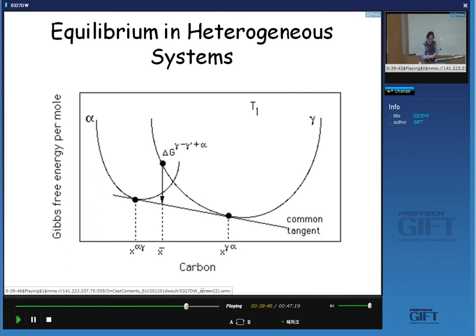So think about the distance from this point to this point. When you accept this point as the minimum free energy of the system, which is a mixture of two phases, then the meaning of this distance will be the driving force at temperature T from one mole of austenite to transform to a mixture of ferrite and austenite, which is the equilibrium state at temperature T1. Okay, that will be the overall driving force. Any question?